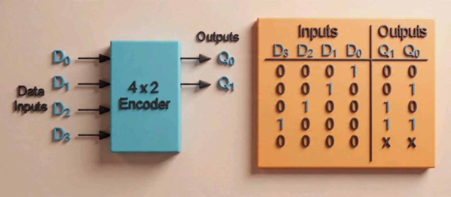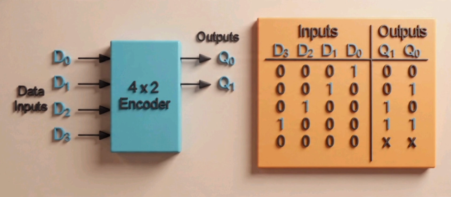So if you want to encode data input D0, there are 2 outputs available, Q1 and Q0, and on the right side you see how it is done by means of a truth table. If you see the truth table, D0 in the first row is logic 1, whereas D3, D2, D1 are all 0. So D0 is coded in the output as Q1 and Q0 both 0 0. That's how the encoder works.